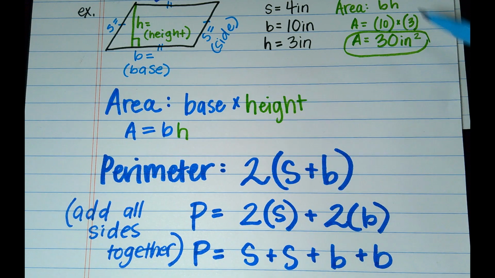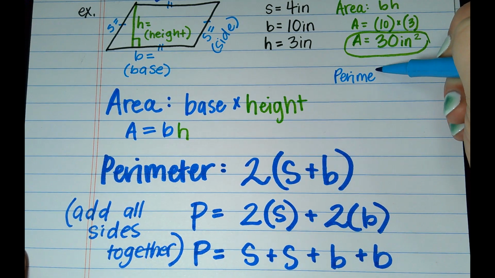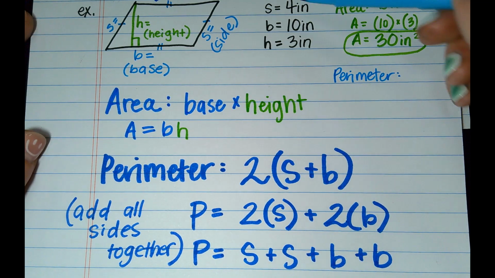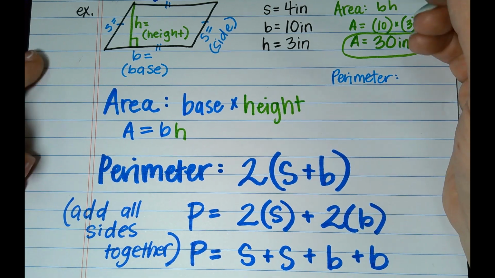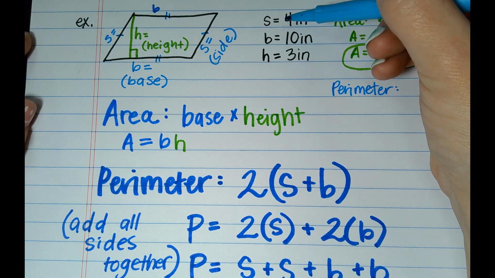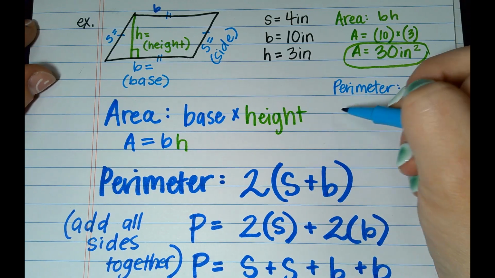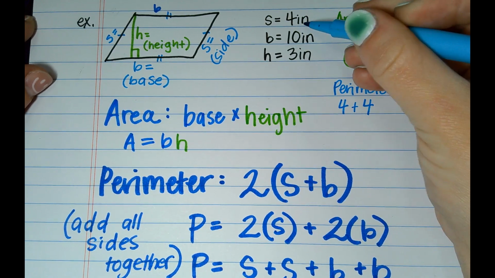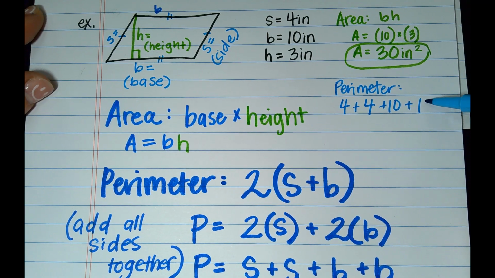How would I find the perimeter of this? Does anybody know? You add 10 plus 10 plus 4 plus 4. Yes. Side plus base plus base. Okay. My side, or you could do base, side, either one. I'm going to do it in the order that I wrote it, if that's okay. Side is 4. Another side is 4. A base is 10. And another base is 10.